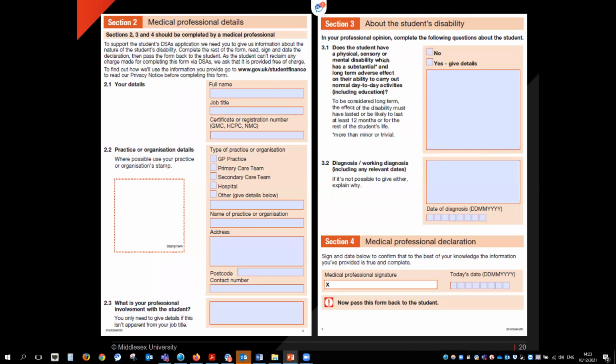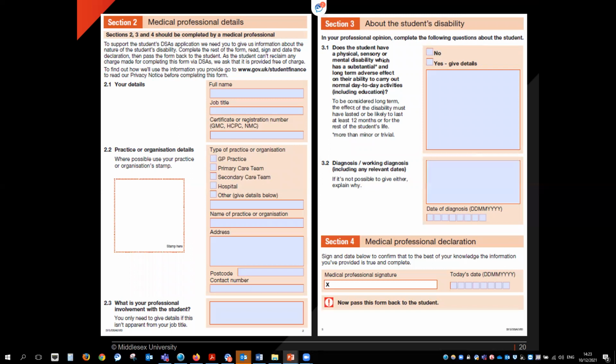And the last page, the third page, is to give a little bit more detail about the student's disability and when it was diagnosed. So this form asks for the specific information so that the eligibility can be determined easily. Because sometimes when doctors write medical letters, they don't include all the information that the DSA needs. So that's why this form is actually quite helpful.